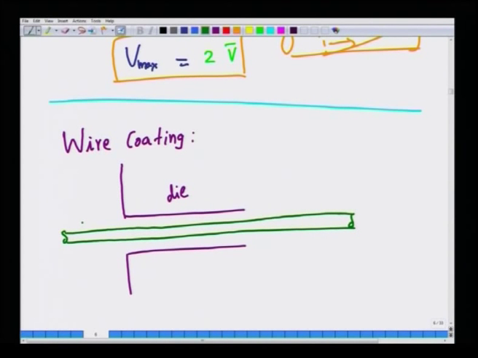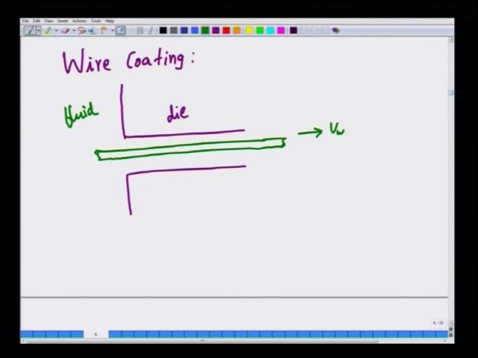Okay, and the wire is moving with a velocity. You are constantly pulling the wire with a velocity V wire in this direction, and there is liquid in this bath. So, we have a very long, infinitely long wire that is being pulled from a bath of a liquid, with the intention of coating this wire.